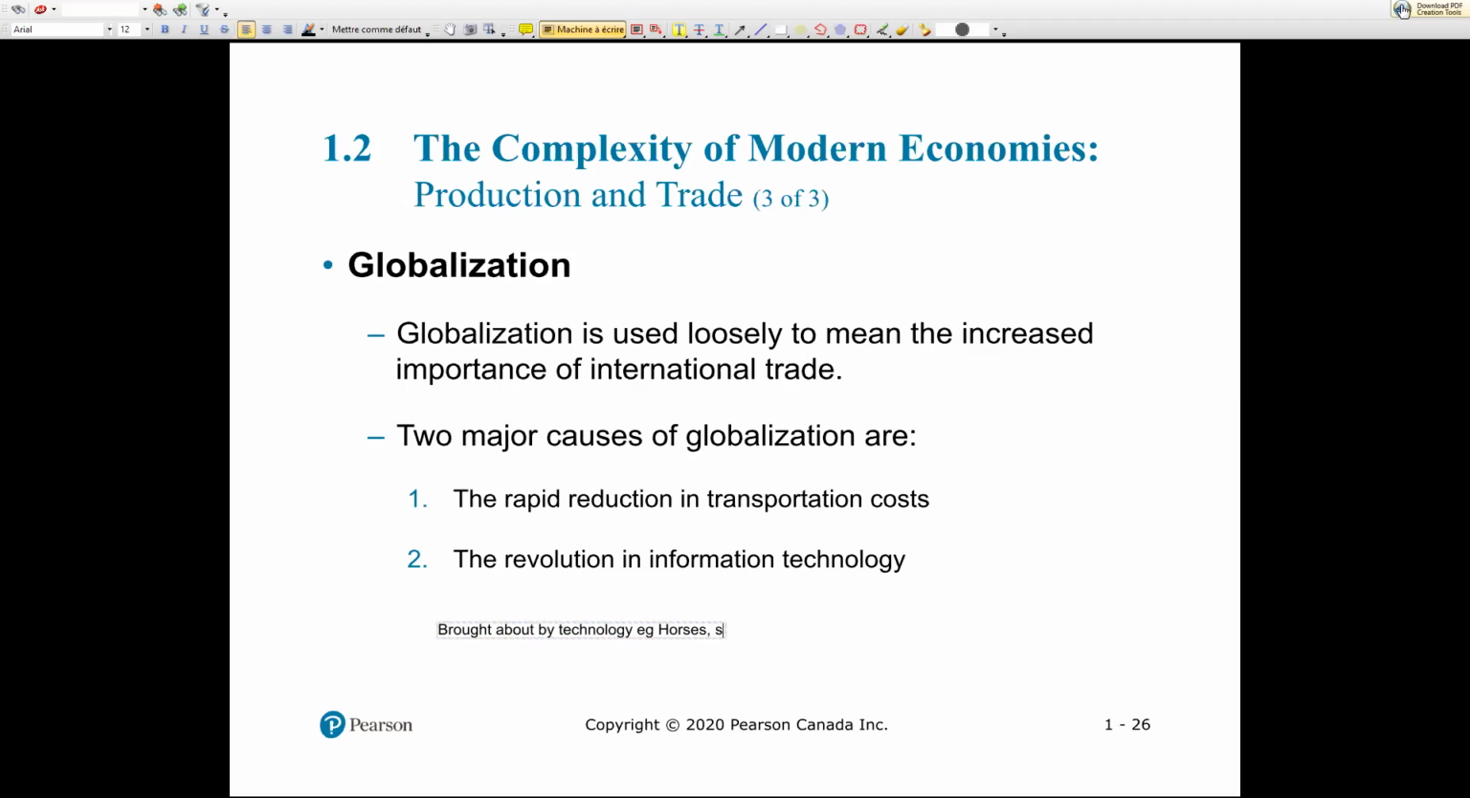Then wind for ships, then steam, then the cable, then the internet, all these things. They allow people to trade and to exchange information.